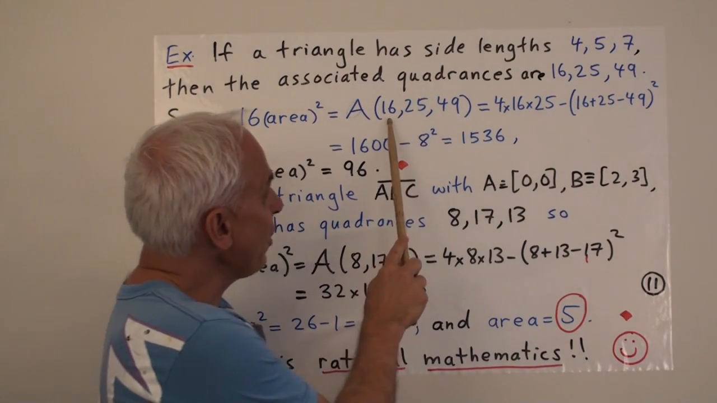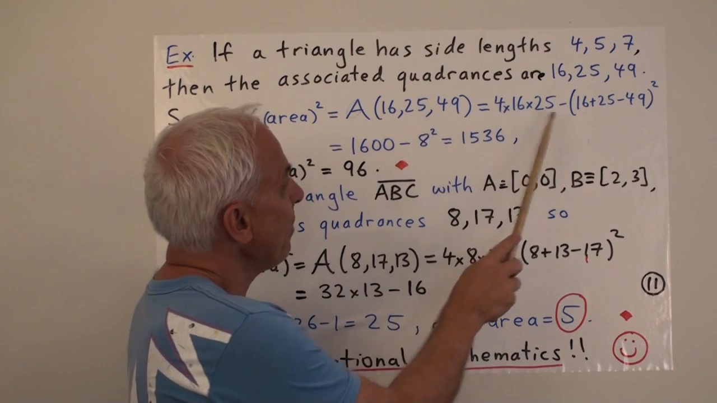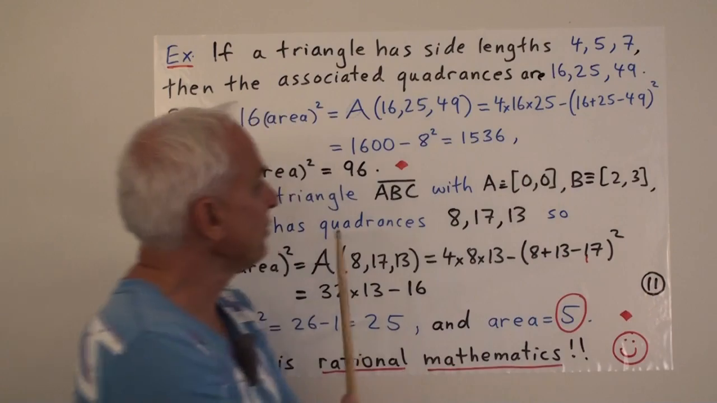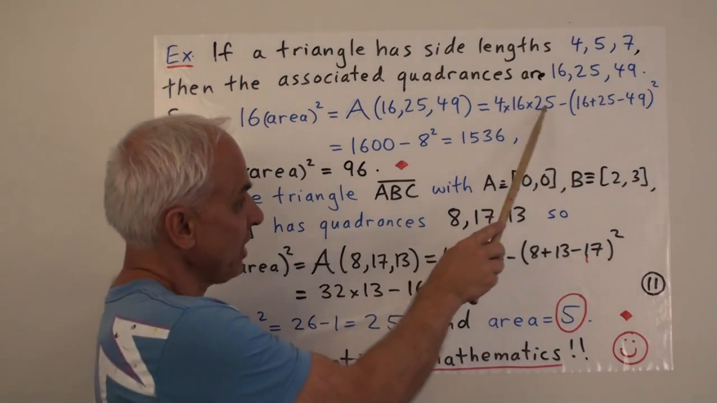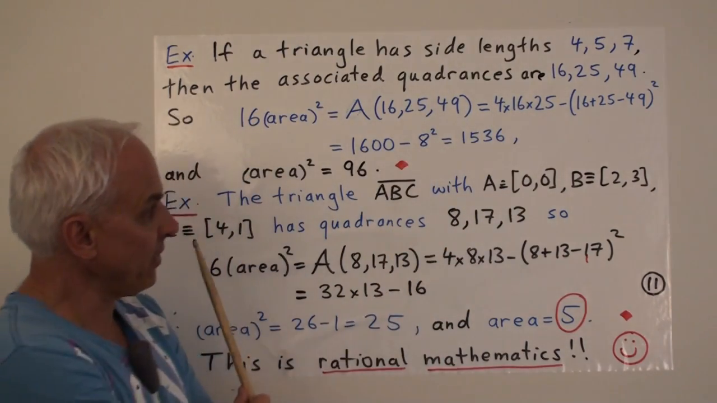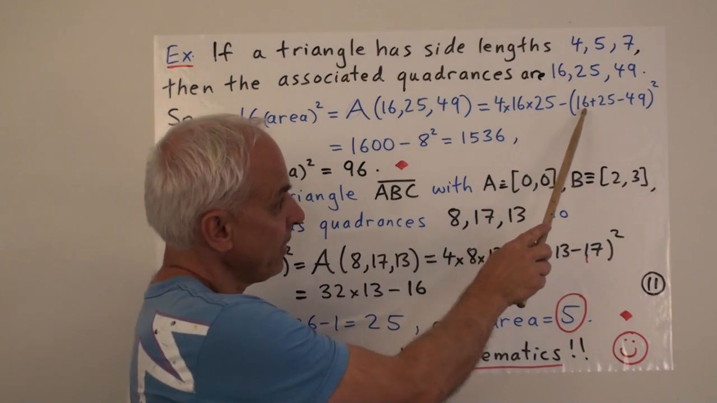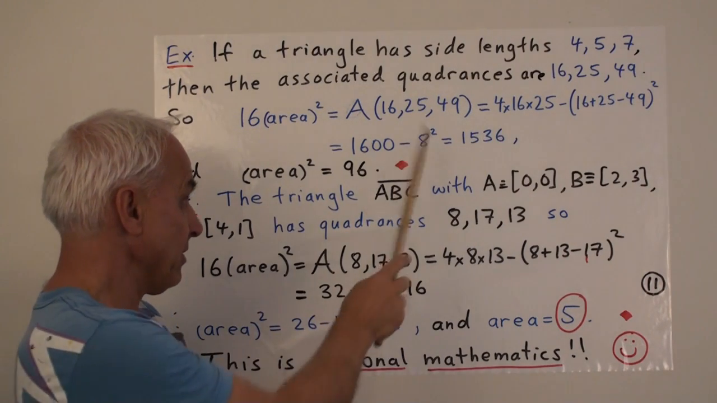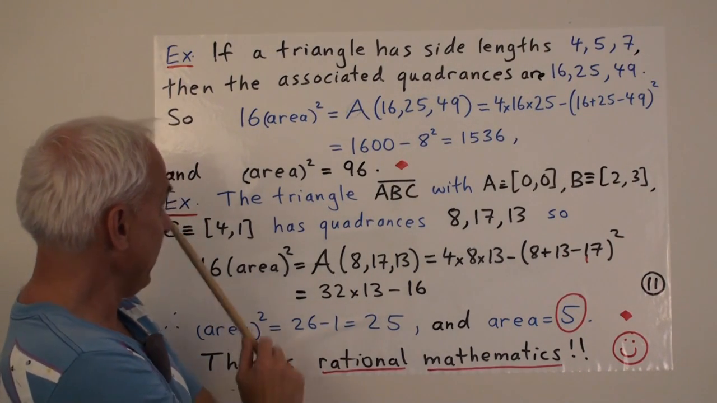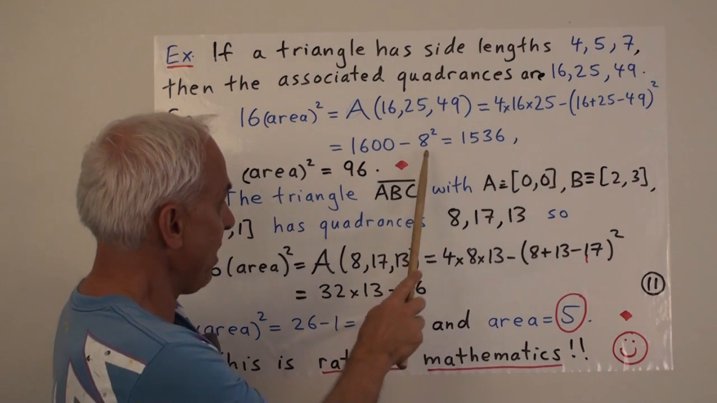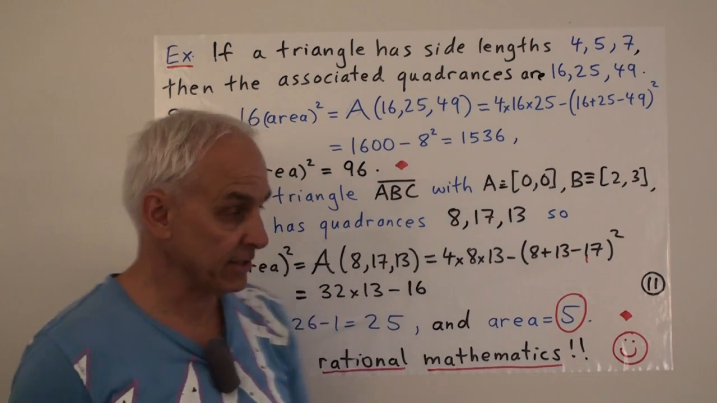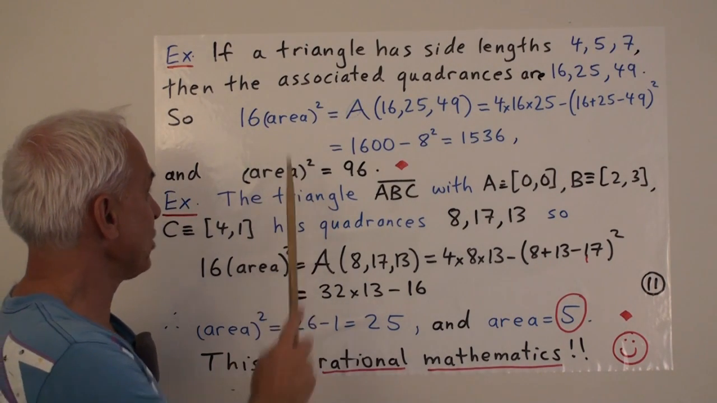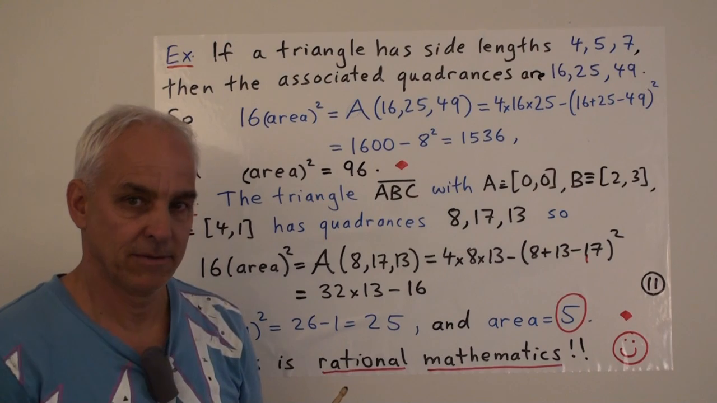And that's 4 times 16 times 25 minus (16 plus 25 minus 49) all squared. All right, the 4 times 25 is 100, so we're going to get 1600 there, minus, here we have 41 minus 49, so that's minus 8, all squared, same as 8 squared. And then that's 1600 minus 64, so 1536. And if we divide by 16, then we find that the area squared is 96.